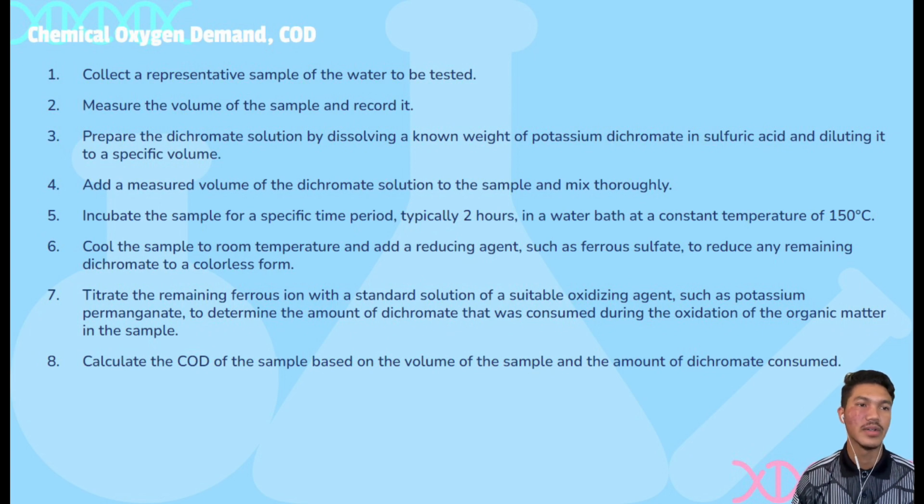Then titrate the remaining ferrous ion with a standard solution of a suitable oxidizing agent such as potassium permanganate to determine the amount of dichromate that was consumed during the oxidation of the organic matter in the sample. Finally, calculate the COD of the sample based on the volume of the sample and the amount of dichromate consumed.